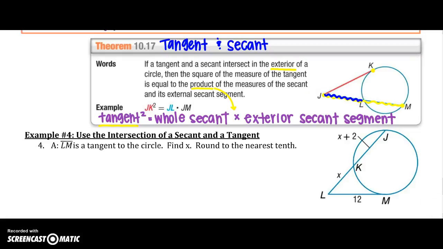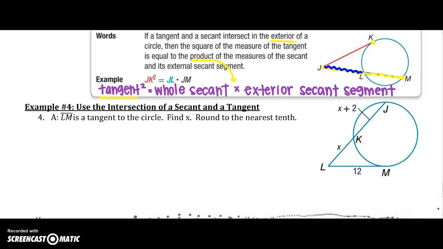Alrighty, so let's try our equation in an example. LM is tangent to our circle. We need to find the value of x. So we're going to start with this equation right here. Our tangent squared, LM is our tangent. So I'm going to say LM squared equals the whole secant, so LJ, times the exterior part, LK.